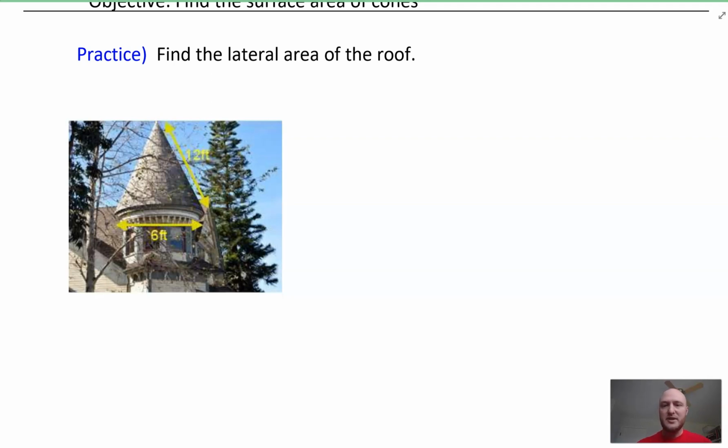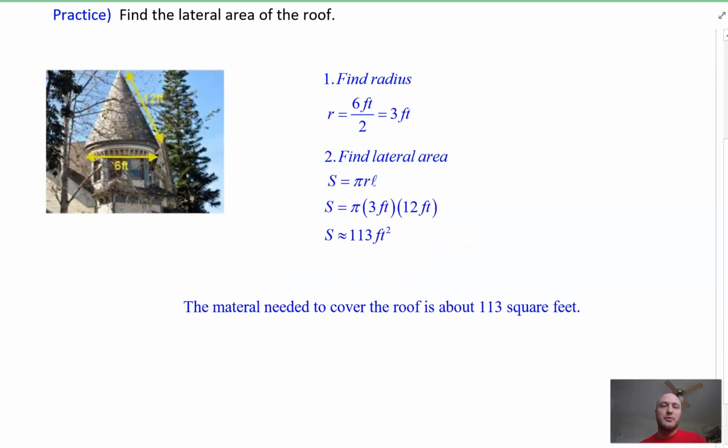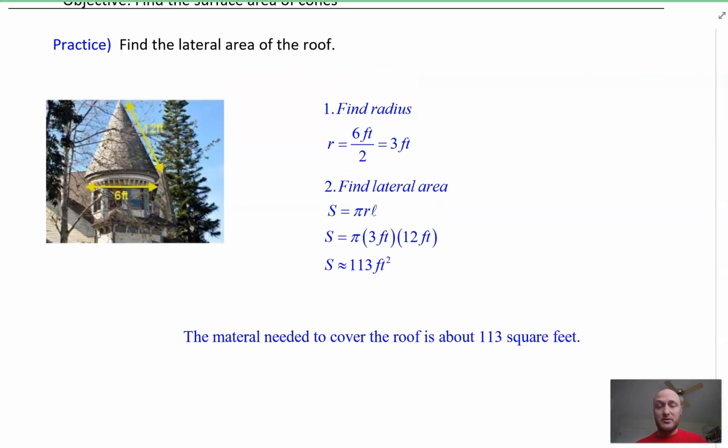Hopefully you had paused this and tried it. You need to calculate the radius. The radius is half of the diameter, so 3 feet, and then they're kind. They give you the slant height. Normally they give you the pure height from the apex to the center of the base. So this one should have been easy, and the answer is approximately 113 square feet.